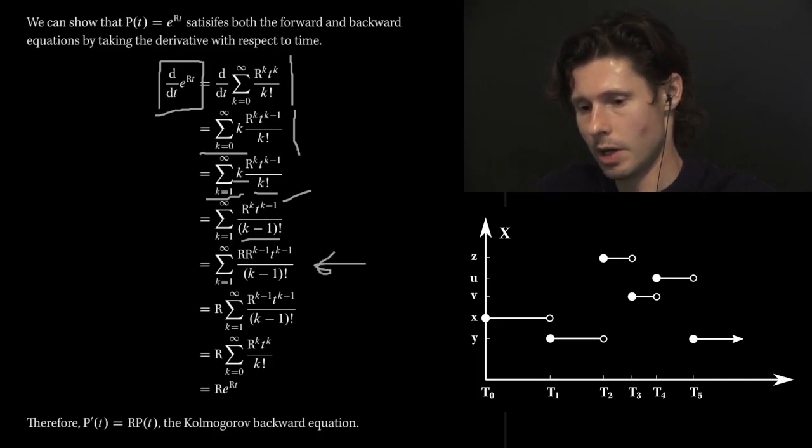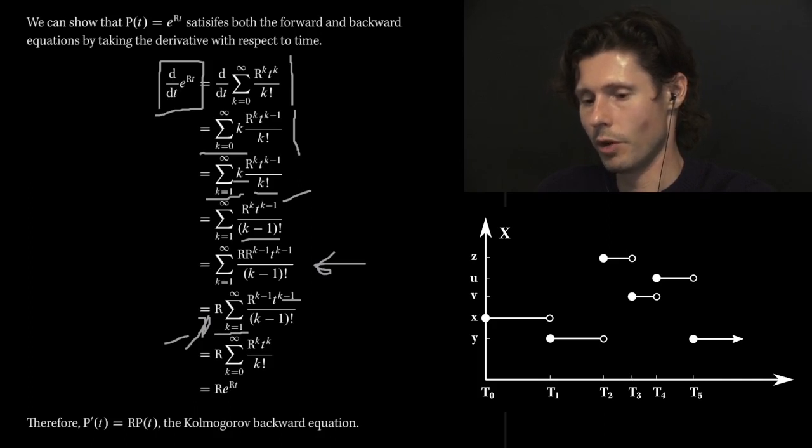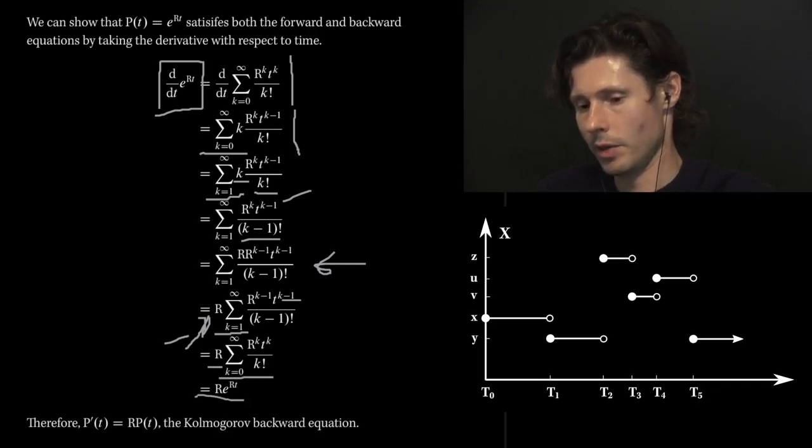And now I've pulled the R out in front of the sum, and I'm going to recognize the sum as the matrix exponential itself, because I'm summing from 1, which inside the k minus 1 is going to start from 0. So this reverts me back to a sum from 0 to infinity, with now the multiplier R in front, and that recovers the backward Kolmogorov equation.